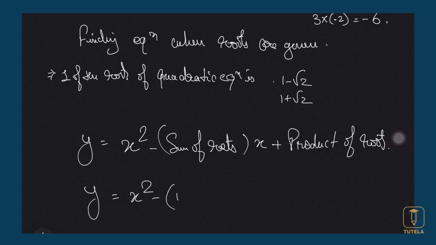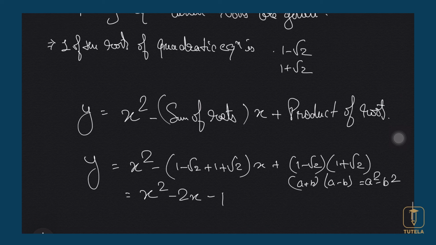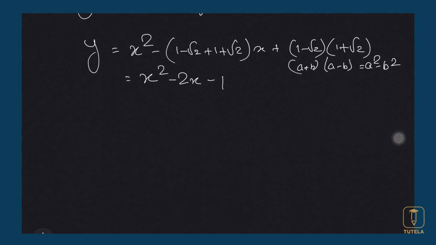And I'll write in detail: x square minus (1 minus root 2 plus 1 plus root 2) x plus (1 minus root 2) into (1 plus root 2). And it is x square, and 1 plus 1 is 2, minus 2x. And here it is 1 minus 2, which is minus 1, using the formula (a plus b) into (a minus b) equals a square minus b square. So it was pretty easy. The only hidden information was finding the other root and applying this formula.